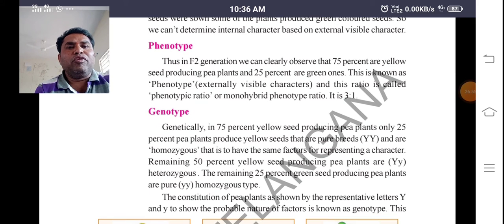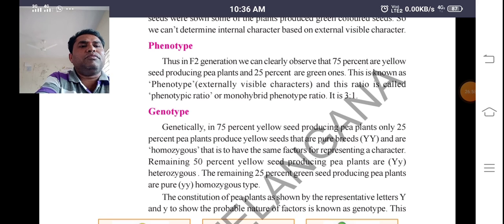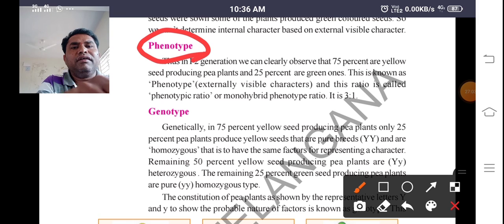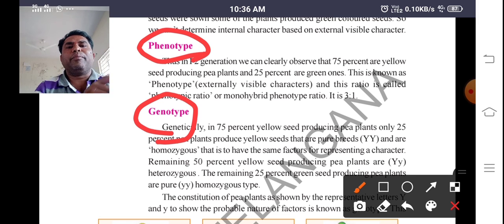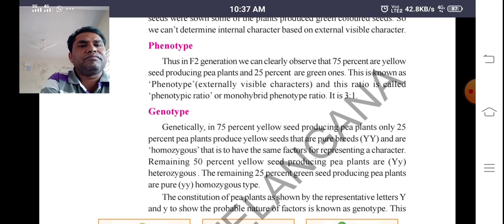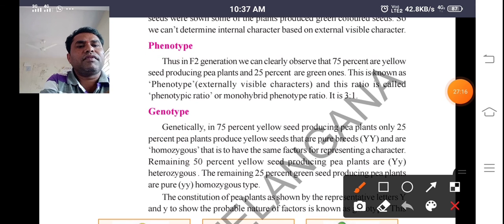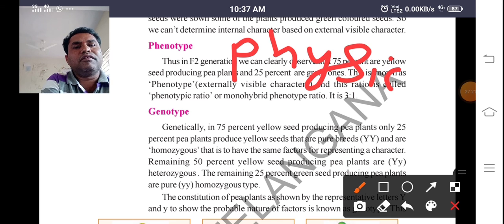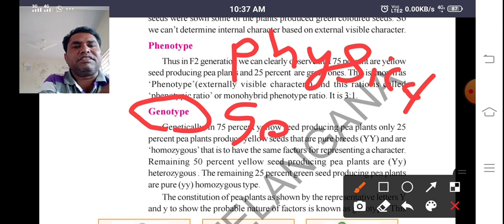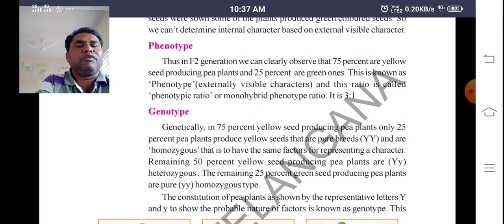I already said the phenotype and genotype. These technical terms are most important: phenotype and genotype. Phenotype means expression of physical characteristics. Genotype means genetical characteristics. So phenotype means physical characteristics, genotype means genetical characteristics.